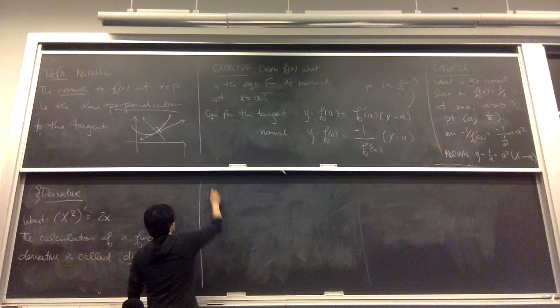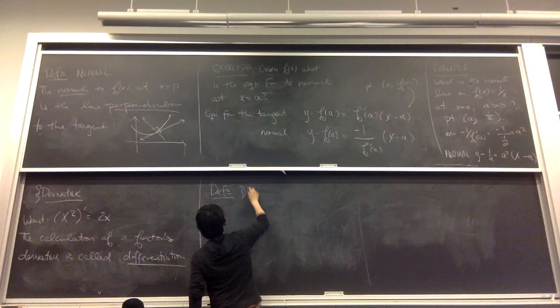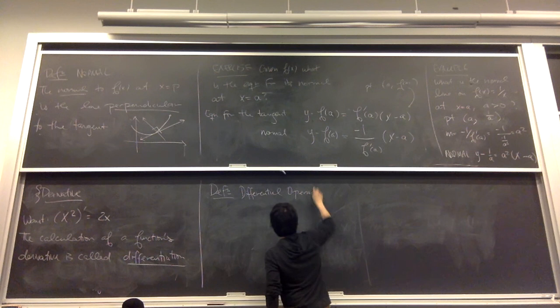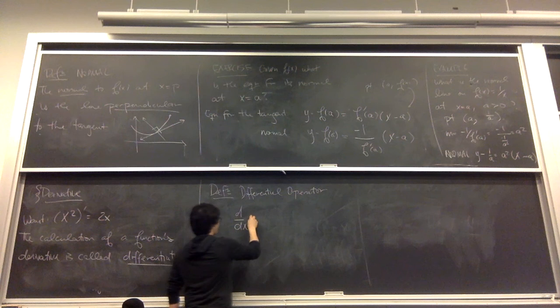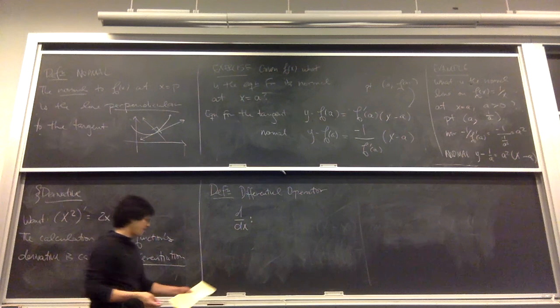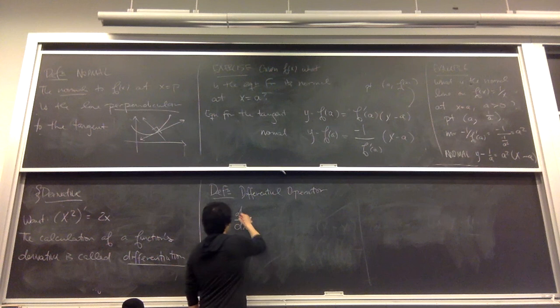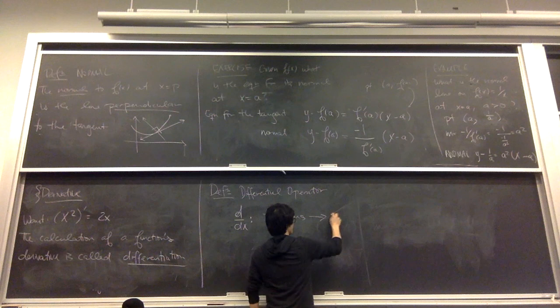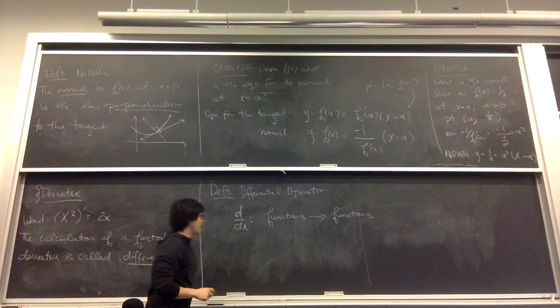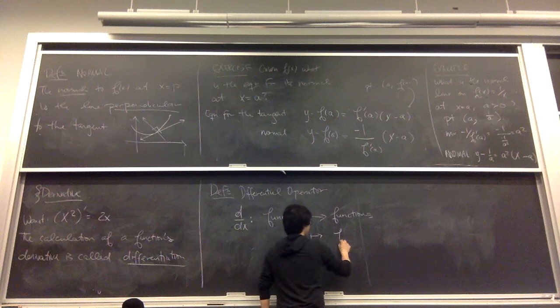So I'm going to give you something called the differential operator. This may be weird, but it's just a technical way for us to tie the geometry of tangents to the algebra of tangents. You remember we were talking about mappings in the very first class, functions that map things from sets A to sets B. The differential operator is a mapping that takes functions to other functions. The precise nature of the mapping is that it takes f and maps it to its derivative.